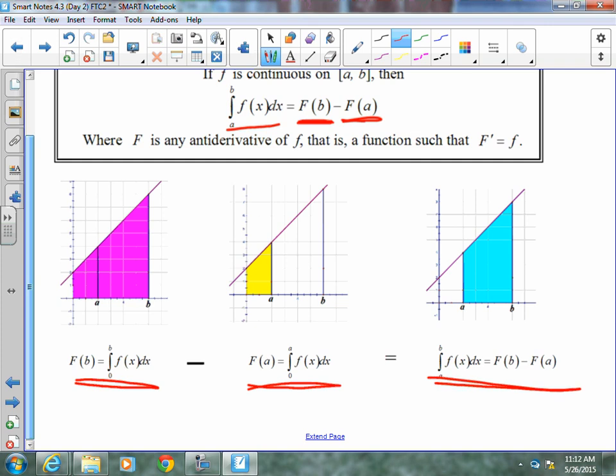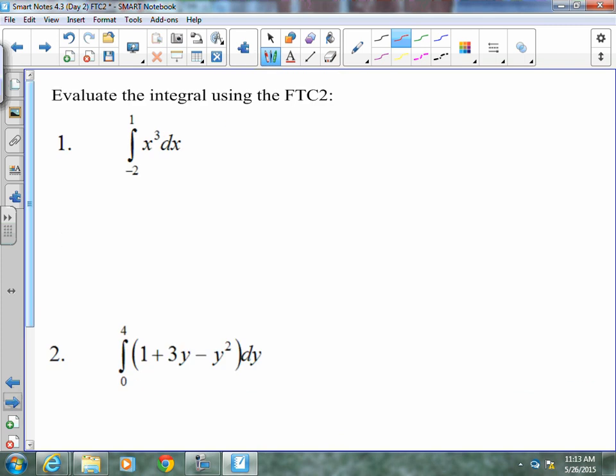I'm going to show you a few quick examples. This will be around forever, the rest of the year and beyond. So make sure you're catching on to this method. So evaluate the definite integral. First thing you need to do when you're evaluating a definite integral is antiderive. So antiderivative of x cubed is 1/4 x to the 4th.